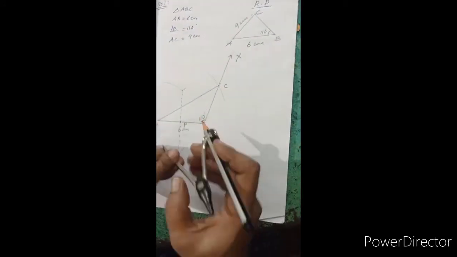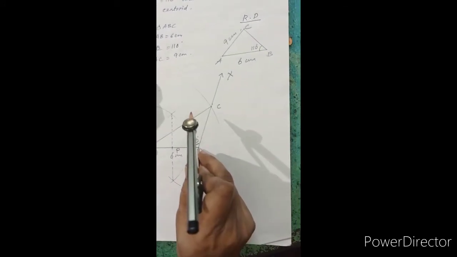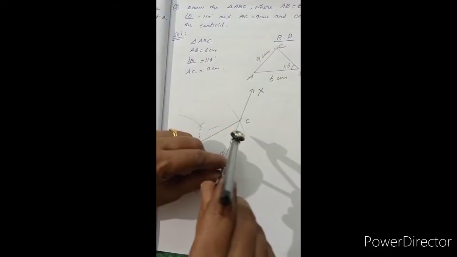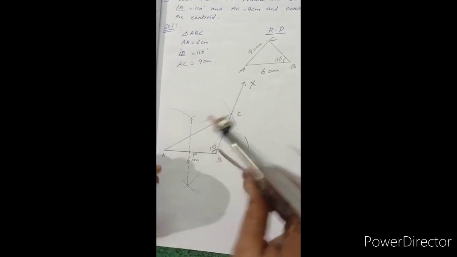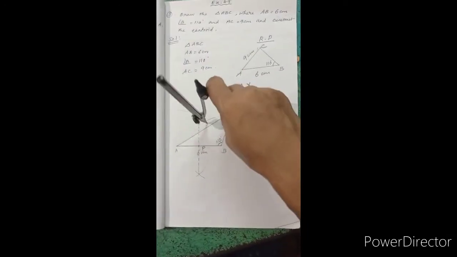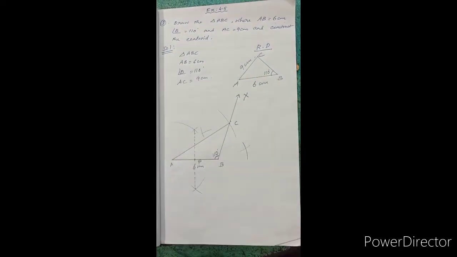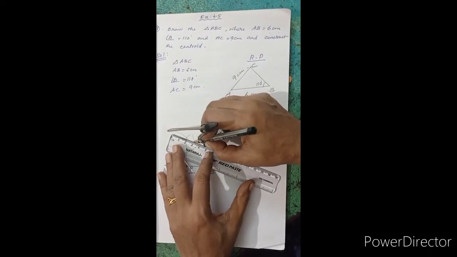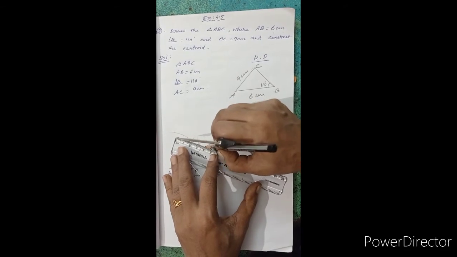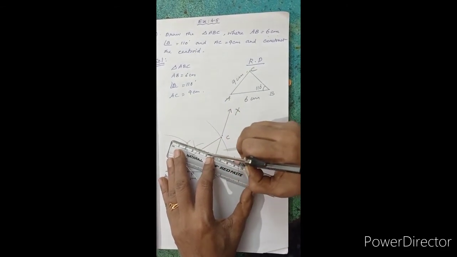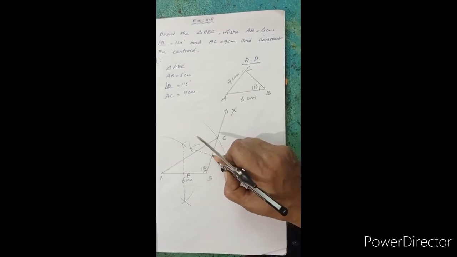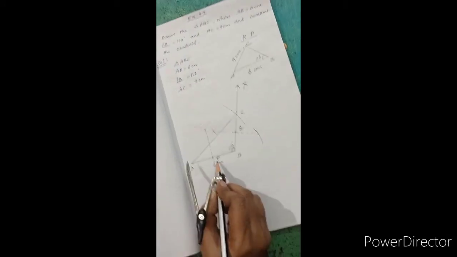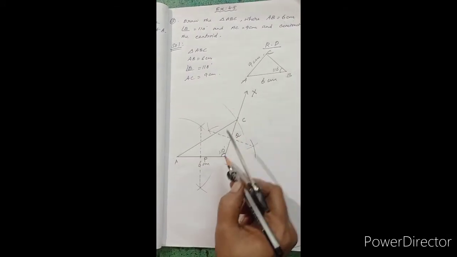For this side BC, take more than half in our compass as radius. Draw arcs like this with the same radius, C as center. Now join these intersecting points by dotted line. Now this is midpoint of BC, denoted by letter Q. P is midpoint of AB, Q is midpoint of BC.